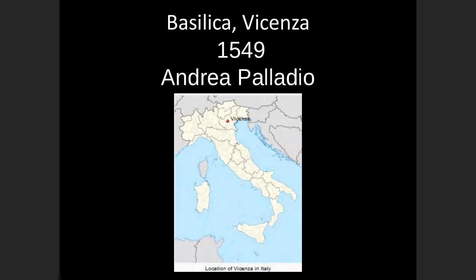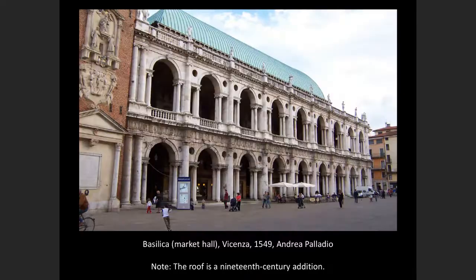But the first thing I want to talk about is 1549. This is known as the Basilica in Vicenza. And really, it's a market hall. So if you told me it's the market hall, I'll probably give you credit for that as well. But they called it the Basilica, so it also has some associations there, name-wise, to the ancient Roman basilicas. But it basically served as a market hall where vendors could set up shops and so forth. And in the 19th century, this green roof up at the top was added on. So that's a later addition.